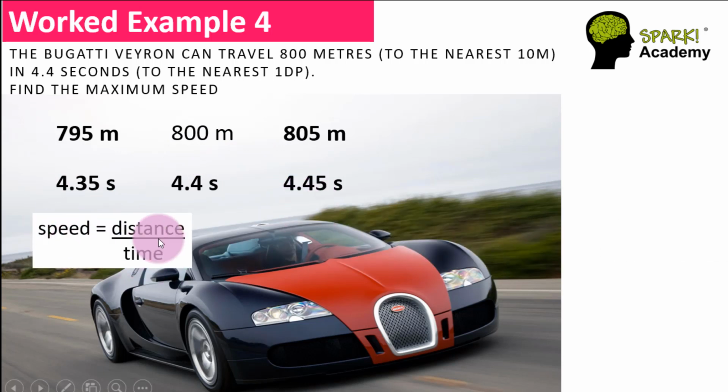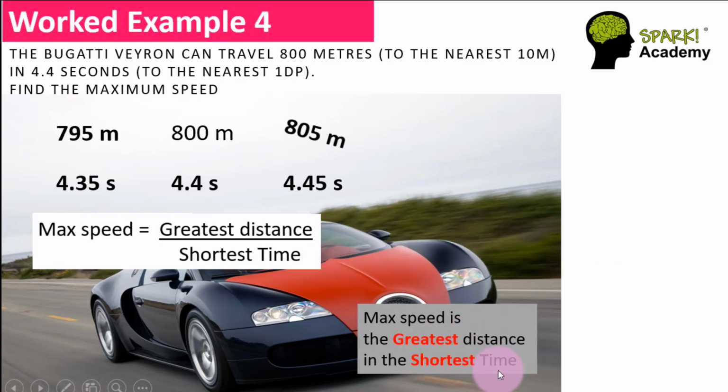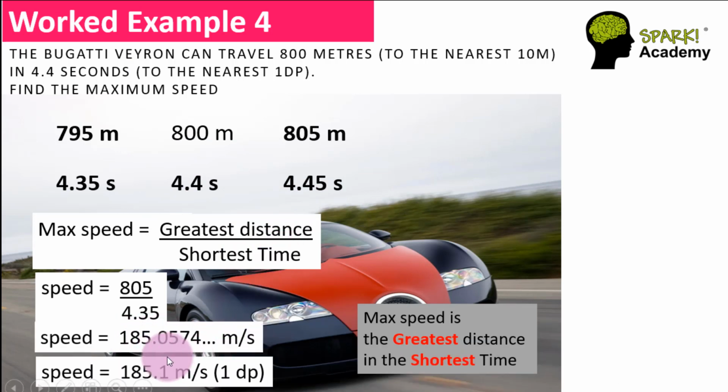So if I want to calculate the speed, I do the distance divided by the time. I want the maximum speed. So the maximum speed is doing the greatest distance in the shortest time. My greatest distance is 805, the shortest time is 4.35, because if you do the biggest divided by the smallest, it will give you the biggest answer. If I do that, I get 185.0574 metres per second, or to round it nicely to one decimal place, 185.1 metres per second.